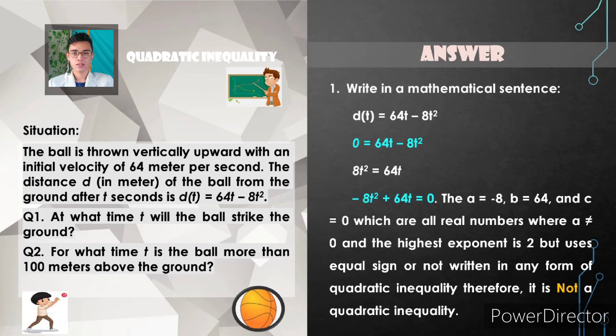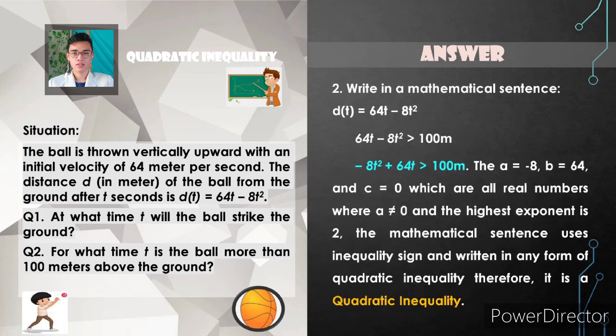Since the ball strikes the ground, its distance is equal to 0. So we have 0 = 64t minus 8t squared. The mathematical sentence negative 8t squared plus 64t = 0 is not a quadratic inequality because of the equal sign.